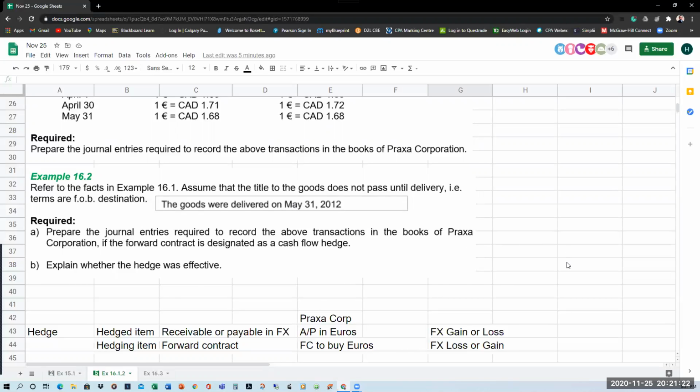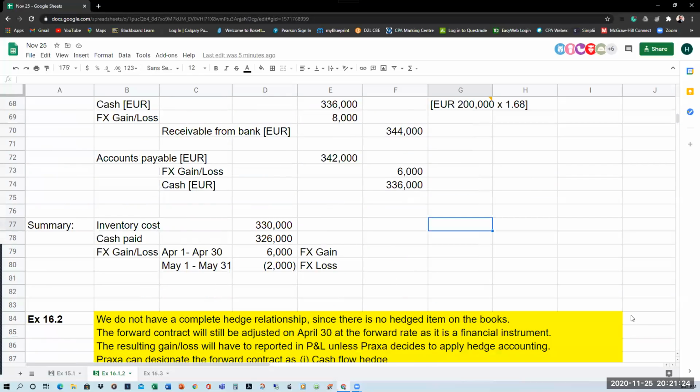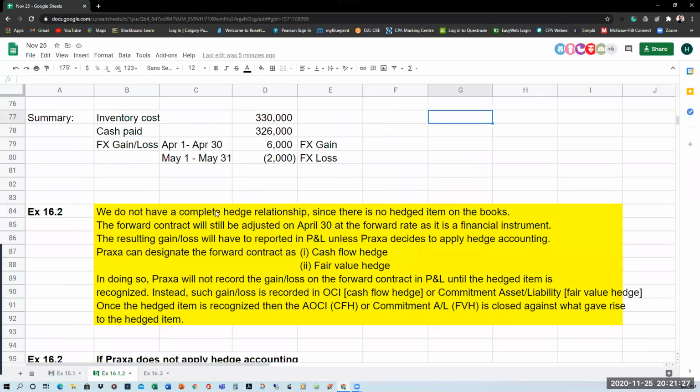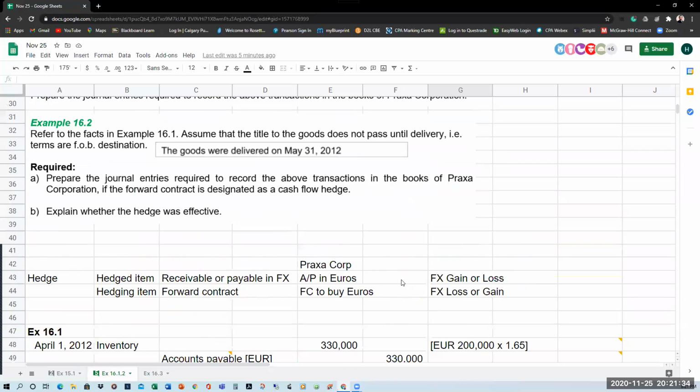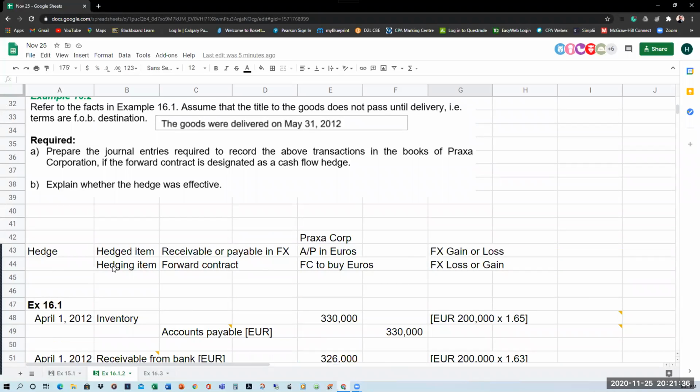Well, now it's a little bit different because we won't have a complete hedge relationship. The reason for that is, in order for a complete hedge relationship, you need the hedged item and the hedging item. So we're going to get into a forward contract. You're going to have a forward contract in place, but there's not going to be the accounts payable in euros because the accounts payable in euros doesn't get recorded until the goods are delivered. The goods aren't going to be delivered until May 31st.